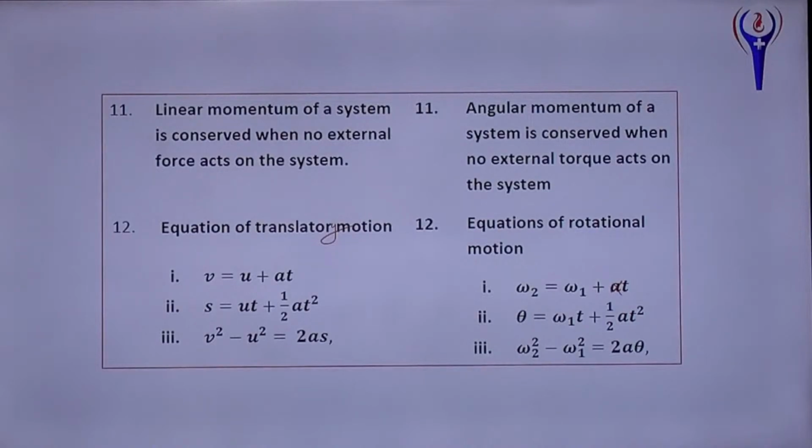Same way here, uniform angular acceleration, omega 2 equal to omega 1 plus alpha t, and theta equal to omega 1 t plus 1 by 2 alpha t square, and omega 2 square minus omega 1 square equal to 2 alpha theta. And here alpha is the angular acceleration, omega 1 is the initial angular velocity, omega 2 final angular velocity, and theta is the, what is theta? Theta is angular displacement.